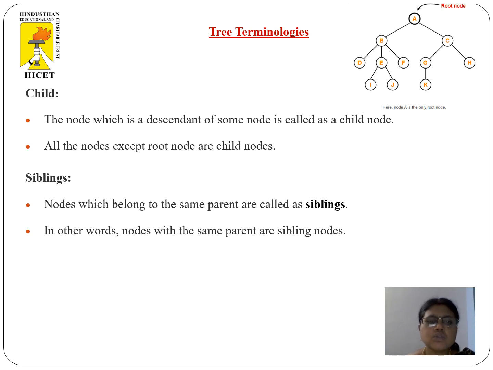Siblings. Nodes which belong to the same parent are called siblings. In other words, we can put it as nodes with the same parent or sibling nodes. In the given example, the nodes D, E, F are siblings, as well as B and C are siblings.